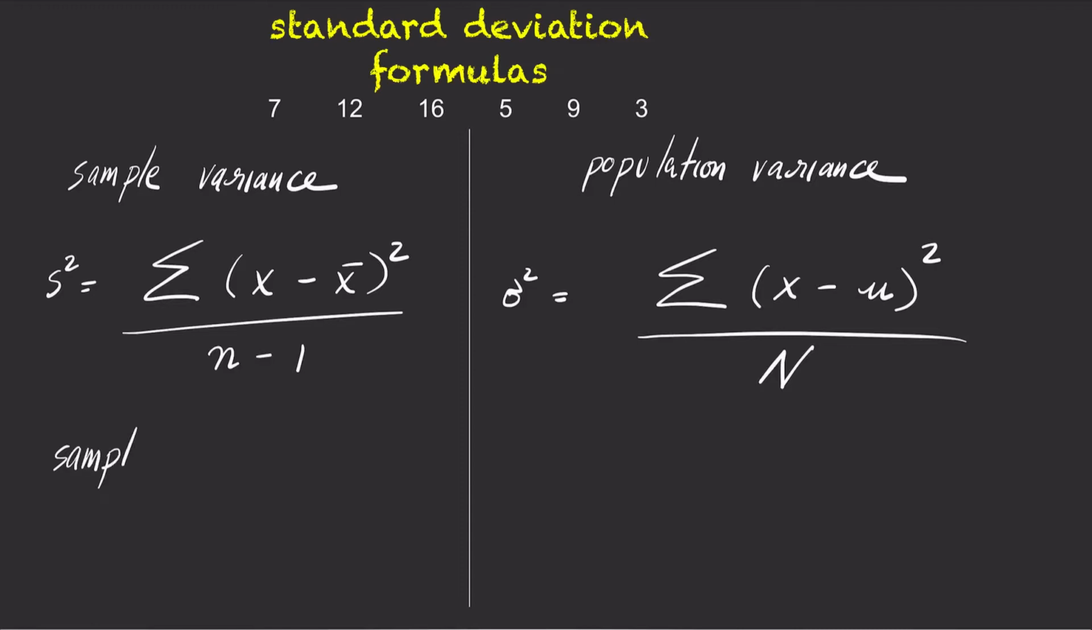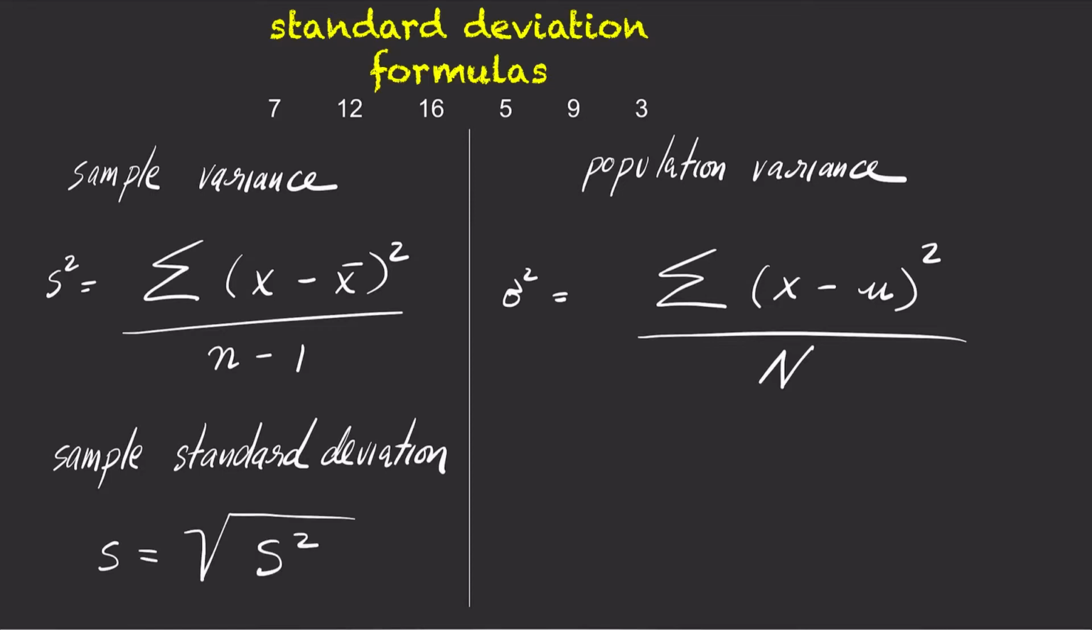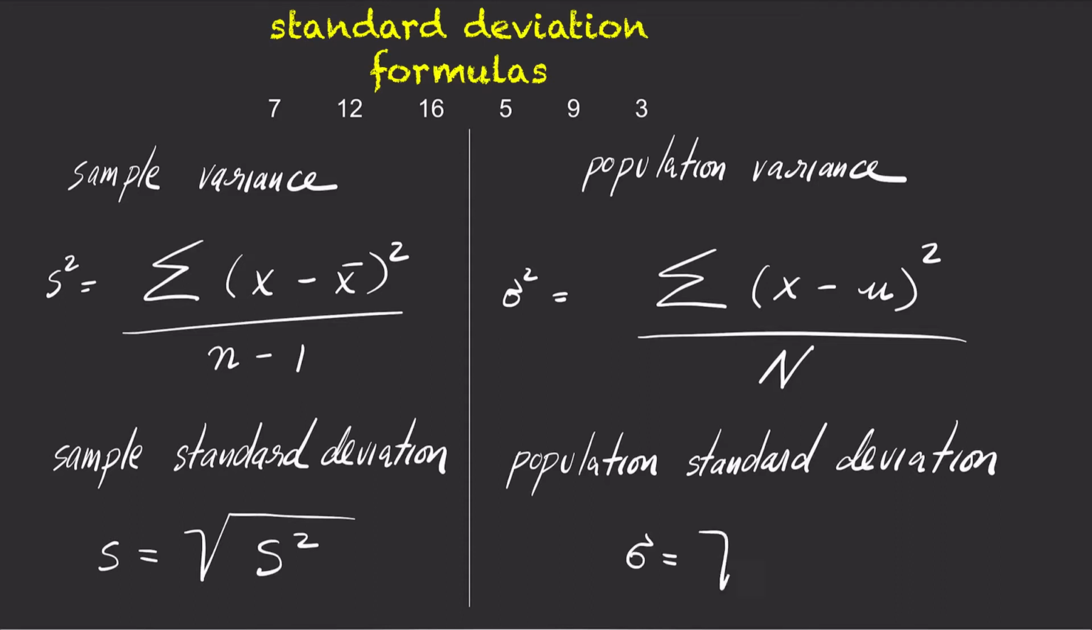For sample data, the sample standard deviation is S equals the square root of S squared. And for population data, the population standard deviation is sigma equals the square root of sigma squared.